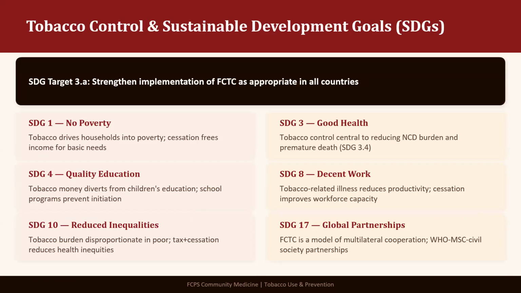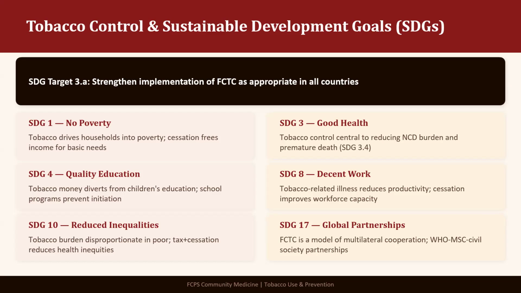Next is tobacco control and the SDGs. SDG target 3.A: strengthen implementation of the FCTC as appropriate in all countries. SDG 1, no poverty: tobacco drives households into poverty, diverting income from basic needs. SDG 3: tobacco control is central to reducing the NCD burden and premature death. SDG 4, quality education: tobacco spending diverts money from children's education, and school programs prevent initiation.